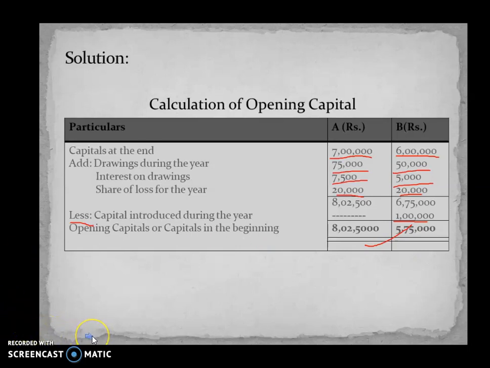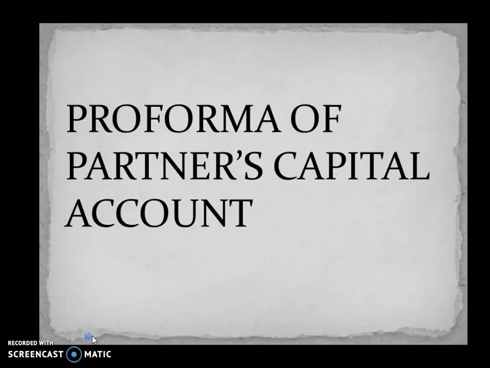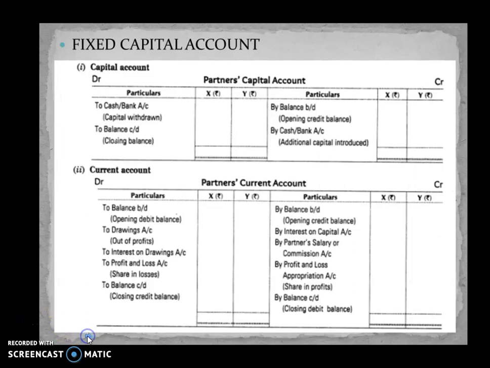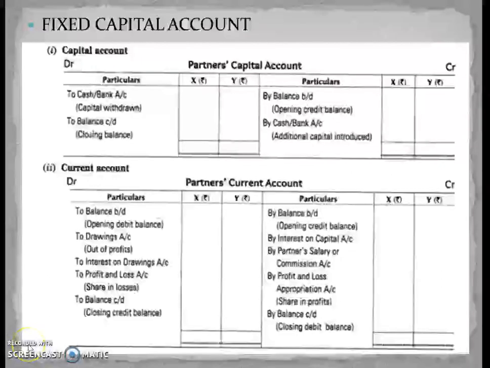Moving forward to our next question, we would be talking about a new concept, which is the proforma of partner's capital account. So, now what it is? Fixed capital account and the fluctuating capital accounts are the two capital accounts in which a partner deals. So, we will try to understand what is the difference between the fixed capital account and the fluctuating capital account. So, fixed capital account is an account where the partner is not inducing or is forced to withdraw money from the business, from the partnership firm.